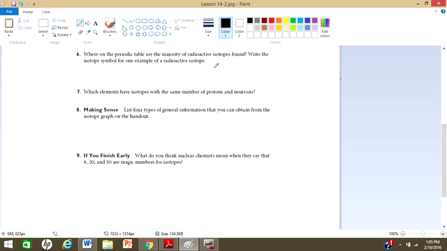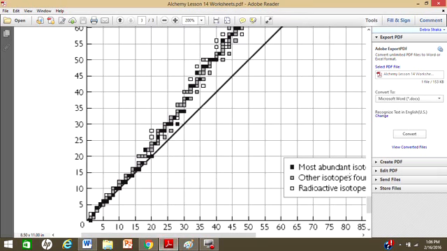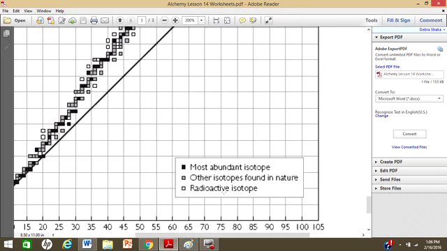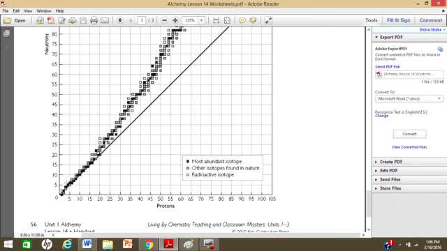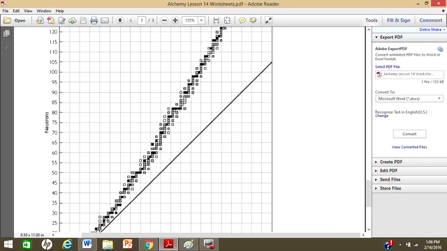Number 6, where on the periodic table are the majority of radioactive isotopes found? Write the isotope symbol for one example of a radioactive isotope. Okay, when we go back to reading our isotope chart, remember that radioactive isotopes have white squares. So I'm going to back off of this again so we can look at it more easily. So start looking. Down here, not so many white squares, and as we go up, there tends to be more.